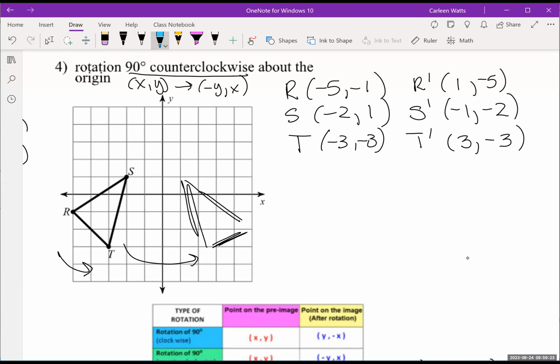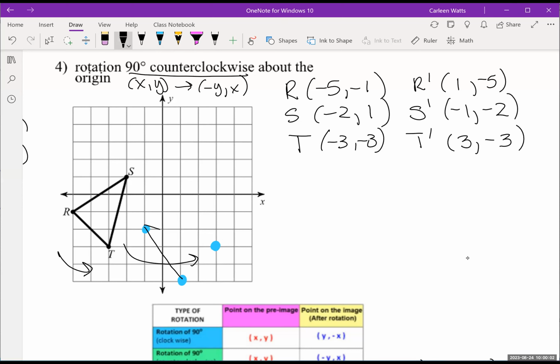So 1, -5. Oh, wow. -1, -2. 3, -3. Okay, my prediction was really bad. It would have helped if I had gone to that Google page and actually rotated. I would have seen better. In fact, maybe we should do that because my prediction was so bad.